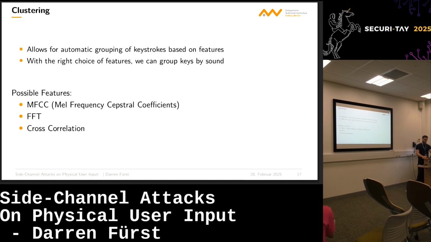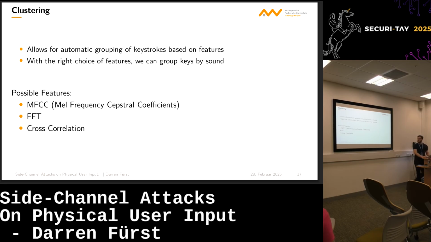Then for the clustering, we can group the keys by sound similarity. Possible features for this are MFCC, which is commonly used in AI applications for speech recognition. It's a feature that looks at frequency and filters out specific frequencies for speech, but it can also be used here and is often used in the literature as being a little bit better than, for example, the Fourier transform, which gives you the frequency in the actual sound bite.